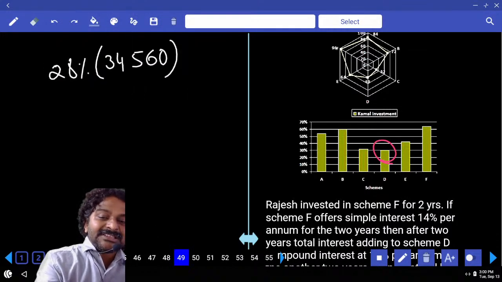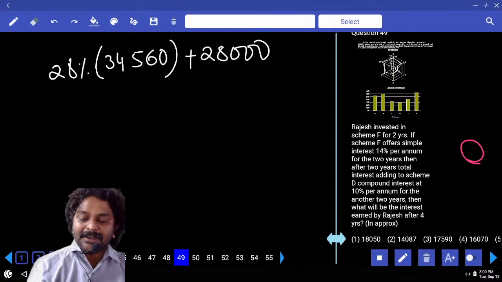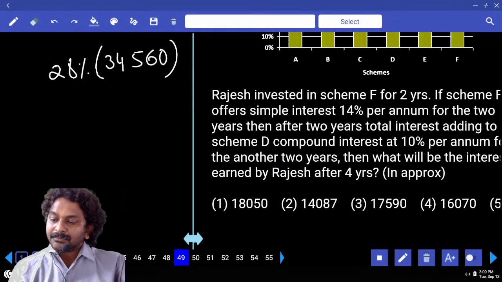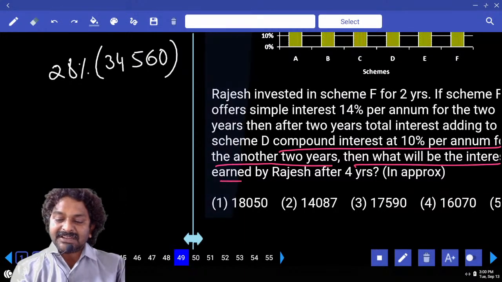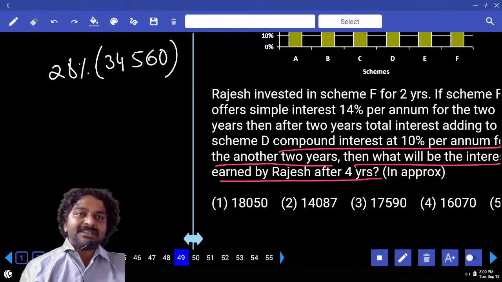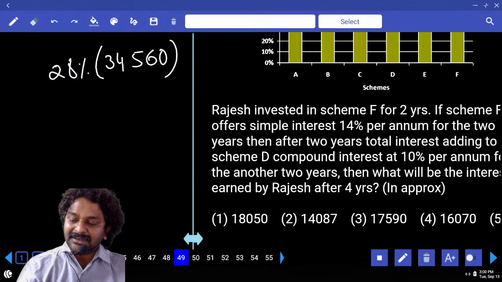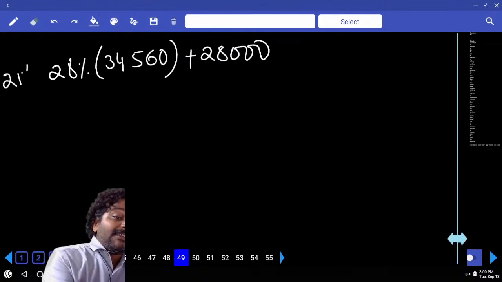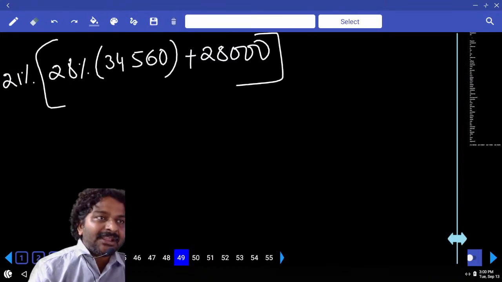Now this is added to the 28,000 principal in scheme D. Then what happened? Compound interest at 10% per annum for the next 2 years. Then what will be the interest earned by Rajesh after 4 years? They are asking to calculate the interest after 4 years. Right. Now in scheme D, which is offering 10% compound interest for 2 years, how much interest will we get? 21% of the entire principal only. And that's what we have to calculate.